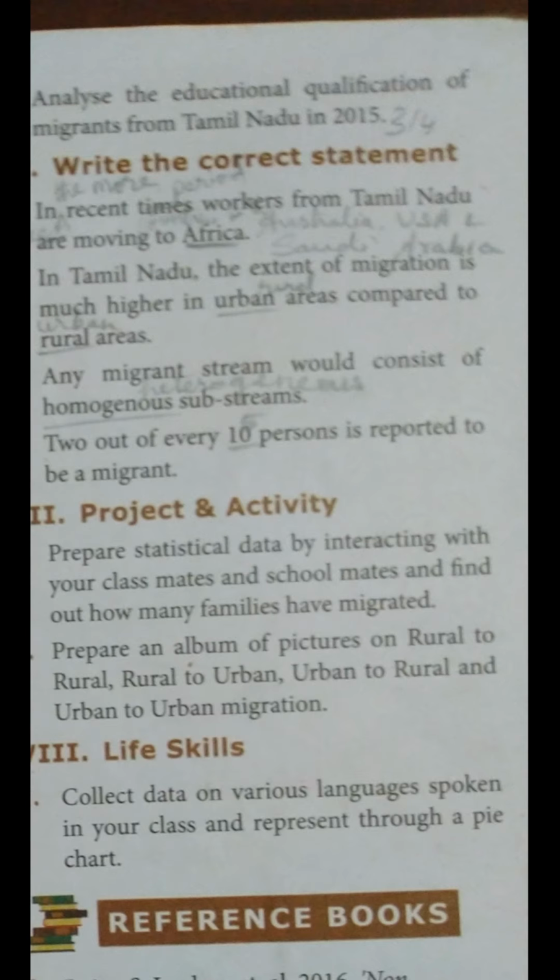Third question, any migrant stream would consist of homogeneous substreams. Answer is, any migrant stream would consist of heterogeneous substreams. So you want to cut the word homogeneous and you want to write heterogeneous. That's all. Fourth question, 2 out of every 10 persons is reported to be a migrant. Answer is, 2 out of every 5 persons is reported to be a migrant. Instead of 10, you want to write 5.